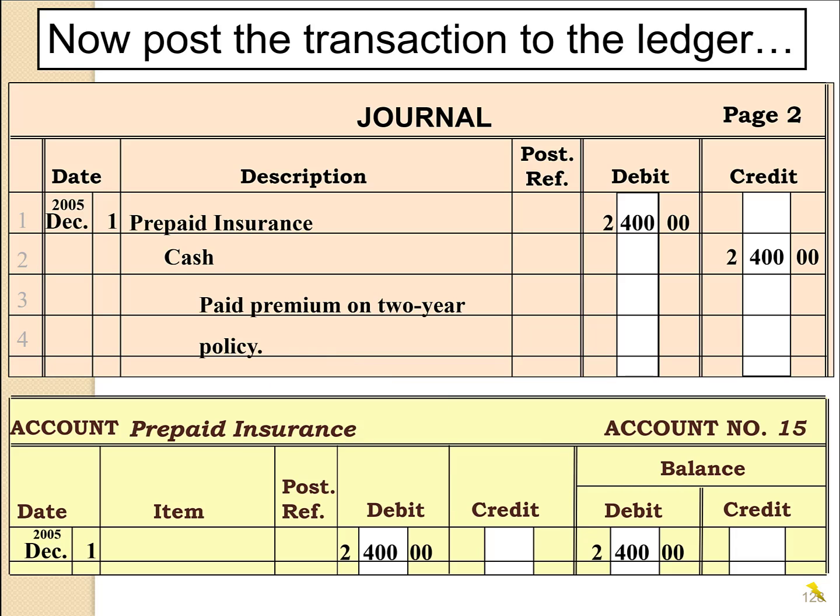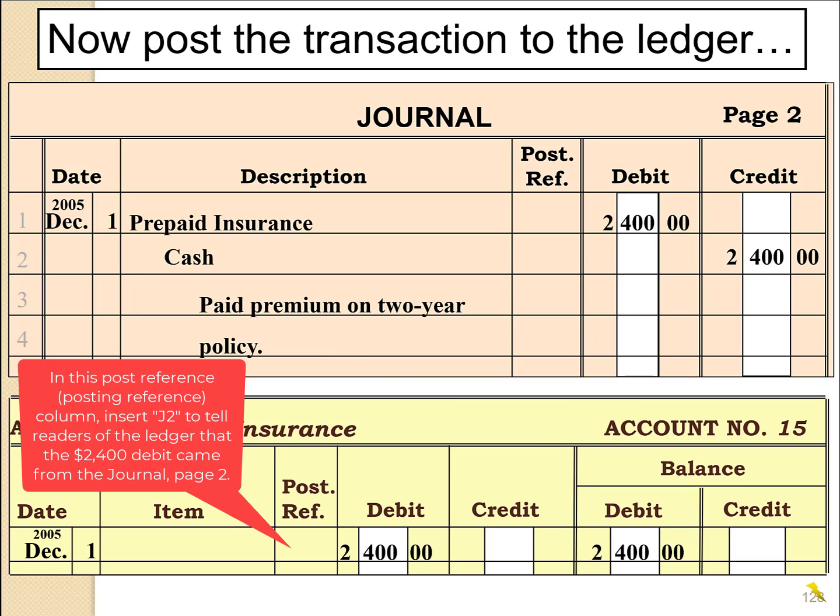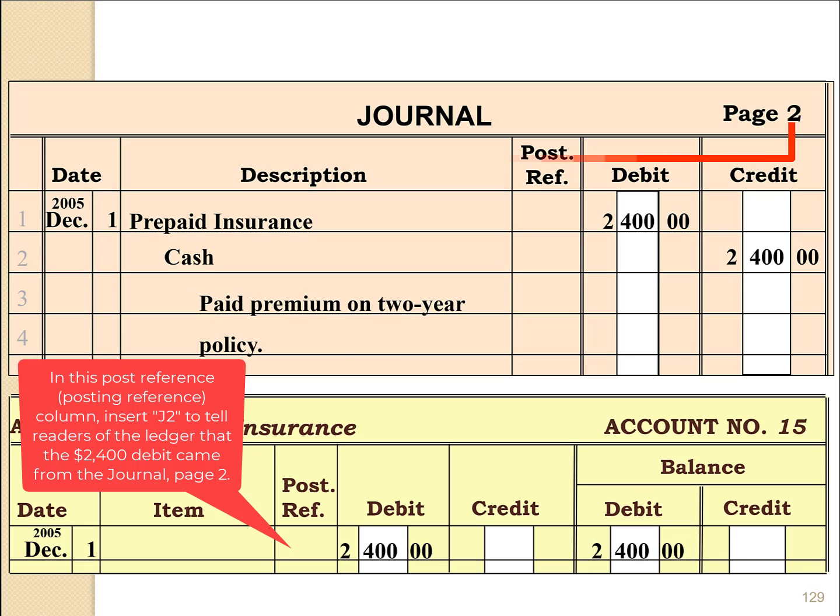Now what we need to do next is in this post reference column, we need to put the location of where the $2,400 debit came from. And the way we do that is we find the page number of the journal, and we're going to put J2 under the post reference column. The J means it came from the journal, and the 2 means it came from page 2.